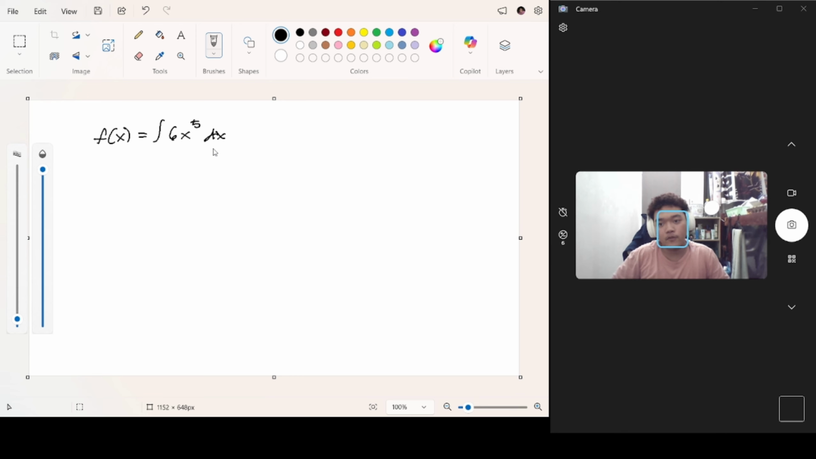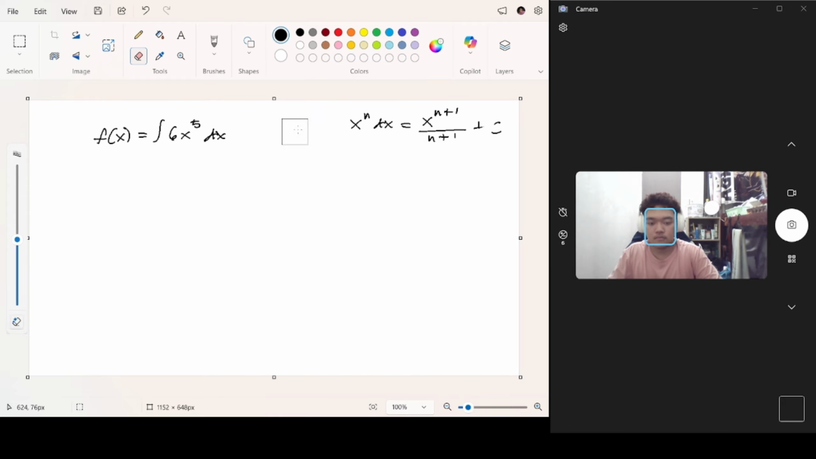Hello. So for our first example, we have the function f of x is equal to the integral of 6x raised to the power of 5 dx. In this function, we shall use the power rule, wherein the integral of x raised to the power of n dx is x raised to the power of n plus 1 over n plus 1 plus c. So this rule, we shall apply in this example.